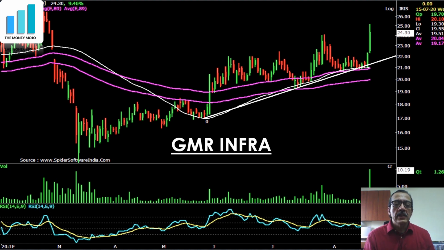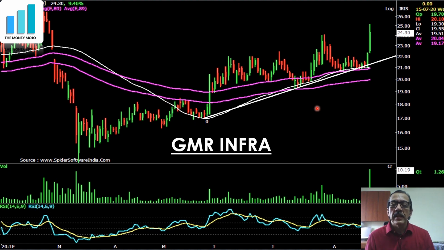So I have drawn GMR Infra here. This is an example of GMR Infra, and it's a recent chart. What I have shown is that there is this trend line which connects these three points, and now another fourth point here. I have also drawn my favorite 89-day high-low band and my 50-day moving average.